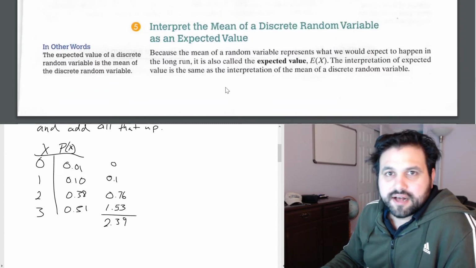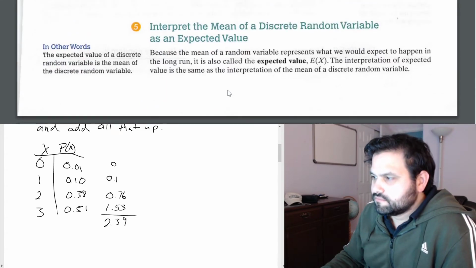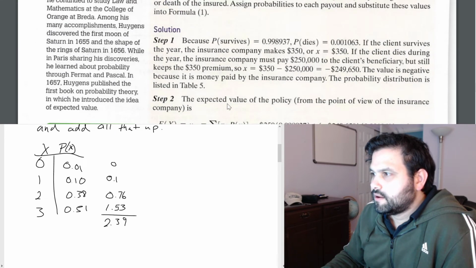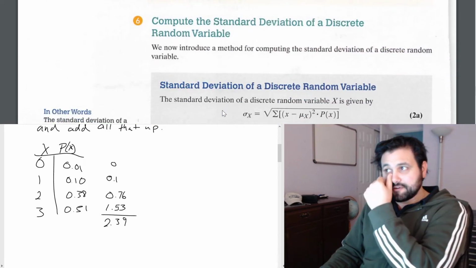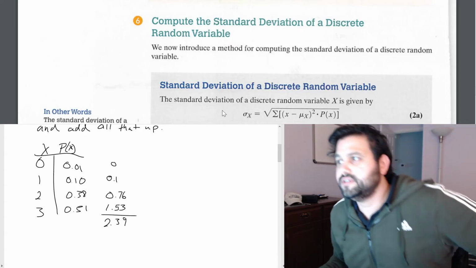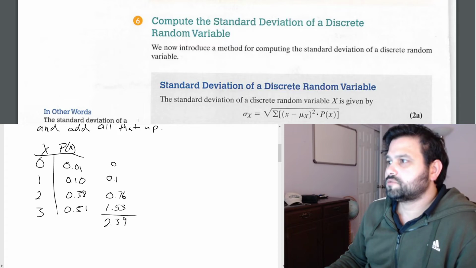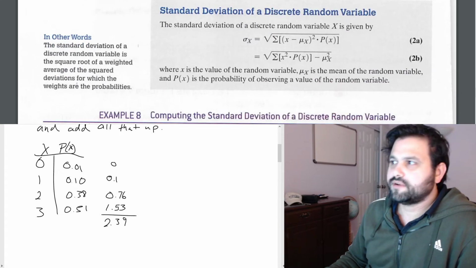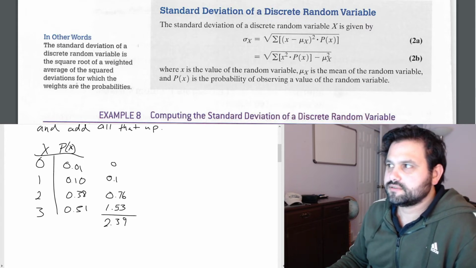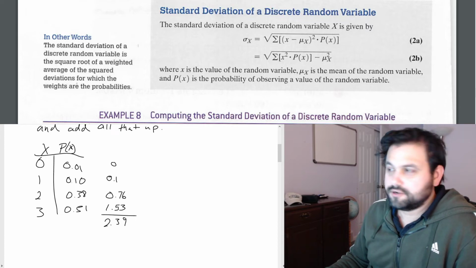Again, expected value. We've kind of covered expected value, so I'm going to skip this little part here. And now we're going to talk about how to compute the standard deviation of a discrete random variable. So the standard deviation is equal to the square root of the sum of x minus mu squared times the probability of x.